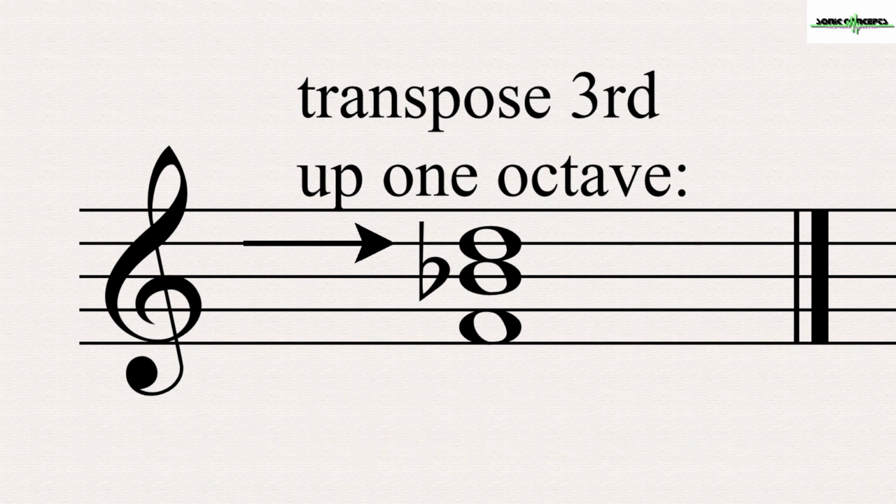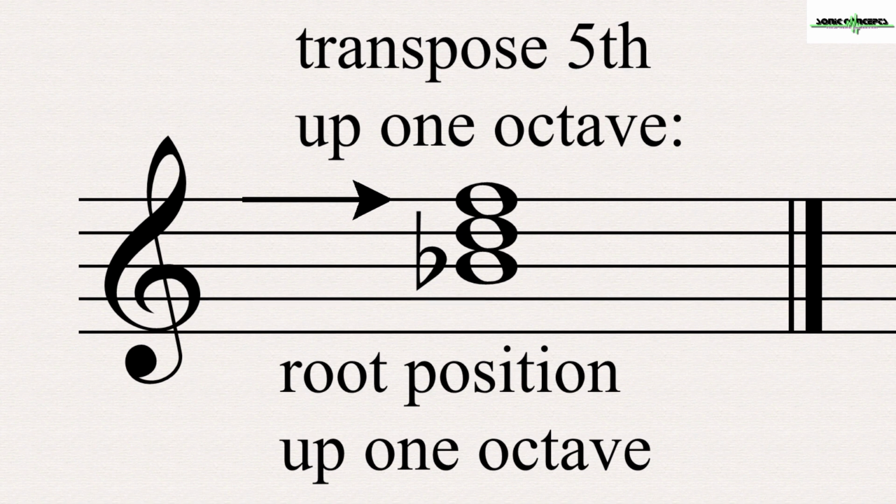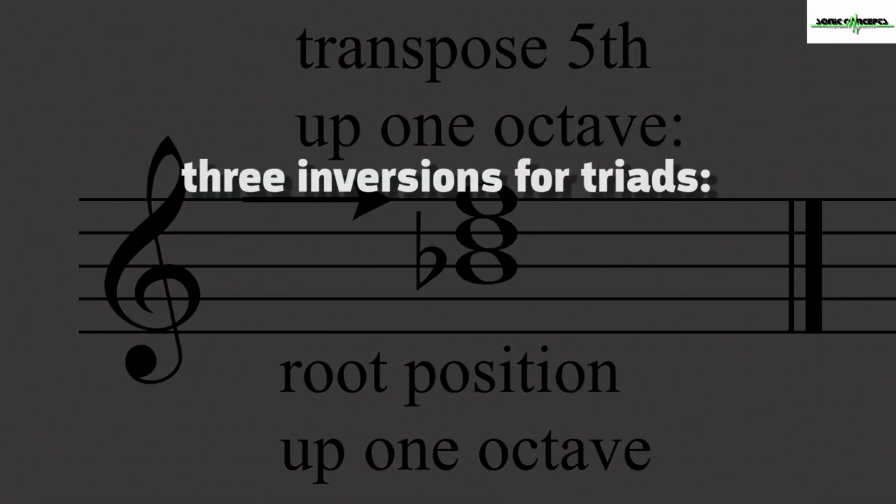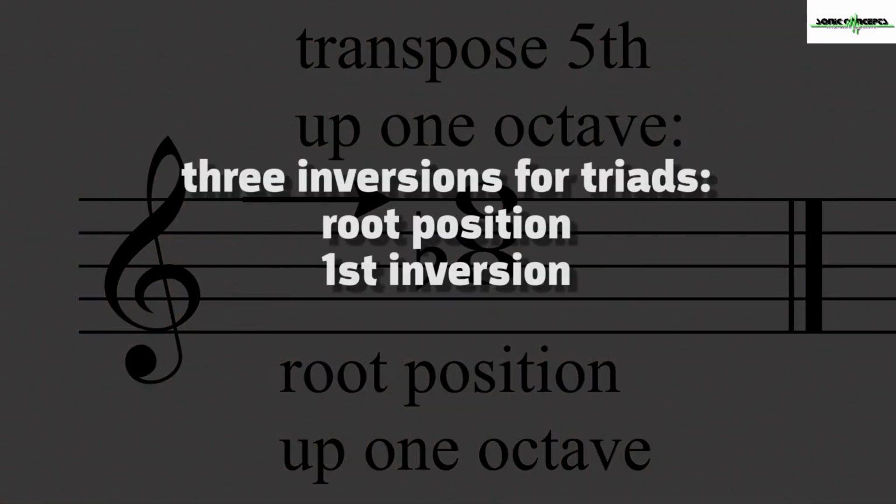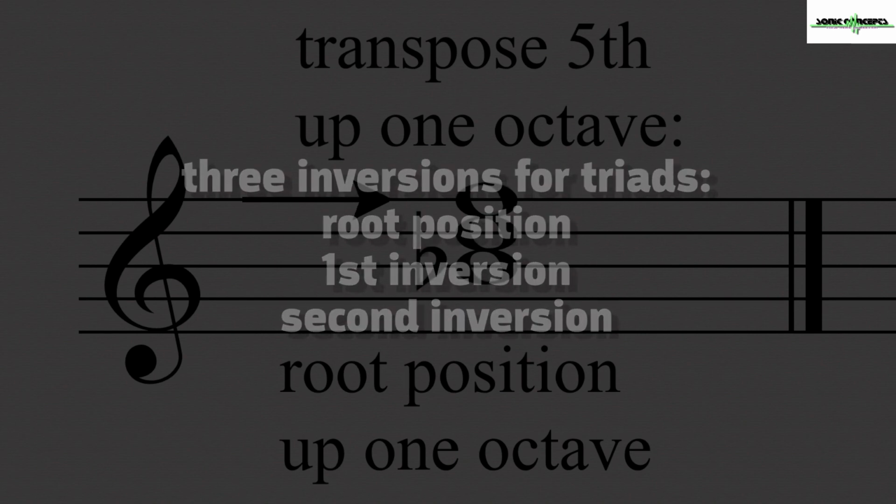Now what would happen if you were to take the lowest note of this chord, the fifth, and transpose it up one octave? You would simply get the root position again, just up one octave from before. It is for this reason there are only three inversions for triads: root position, first inversion, and second inversion.